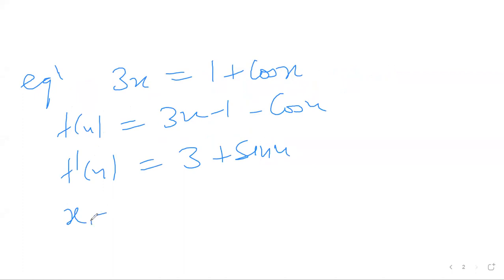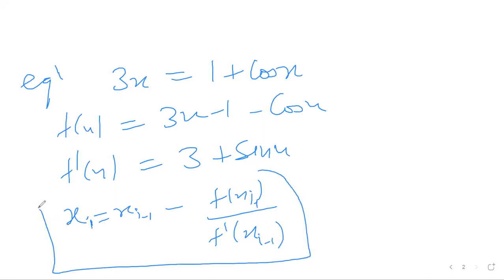x_i is equal to x_(i-1) minus f(x_(i-1)) upon f dash of x_(i-1). This is your Newton-Raphson method, right? Now I have to do it again and again, have to put in values. How to do it in a calculator? Okay, let's see how to do it in a calculator. So let's go to the calculator again.